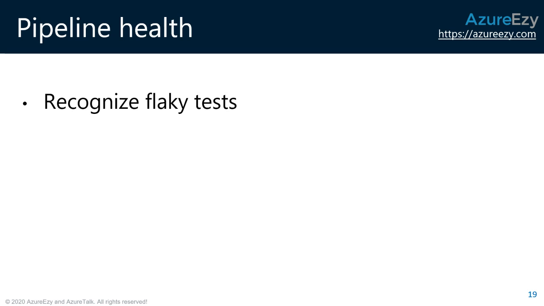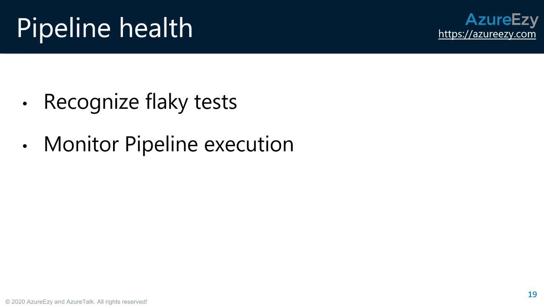So 70% of the time it passed, 30% it failed, and in those 30%, 20% of the time it was because of one particular test which is very unpredictable in nature. Sometimes it passes, sometimes it fails because of a certain dependency. So you need to recognize those dependencies, and you need to either take out those dependencies, or automate that test in a way that it does not remain flaky for a longer time. You need to monitor the pipeline execution, right?